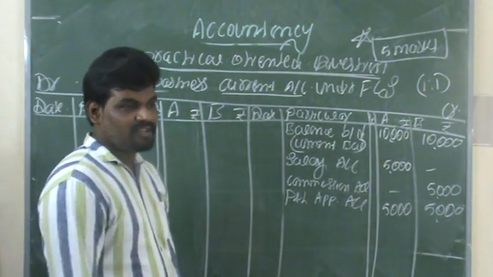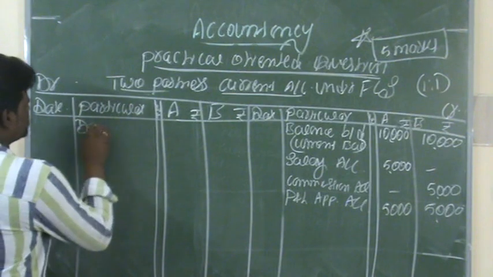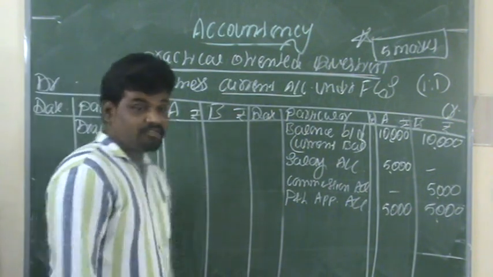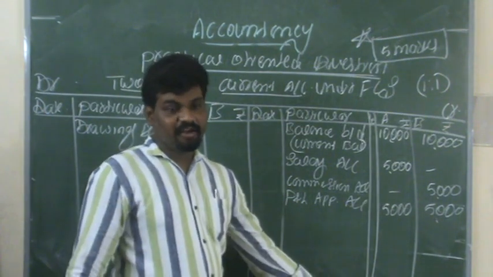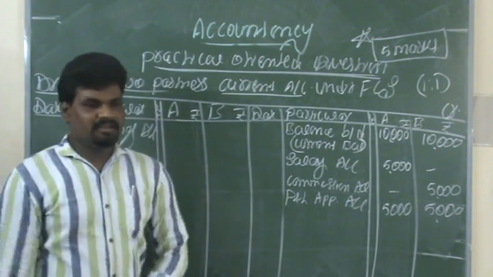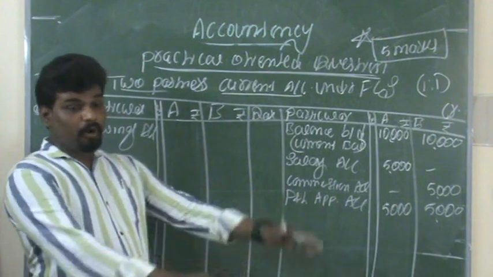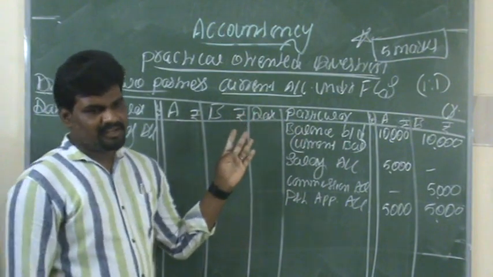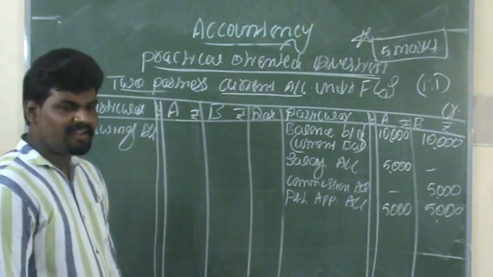The next imaginary value we can record on the debit side. On the debit side, the next transaction is the drawings account. Drawings, as we already discussed in the previous session, means the amount withdrawn by the owner from his business for his domestic, personal or private use. So this is an expense to the partners. That's why we can record it on the debit side.